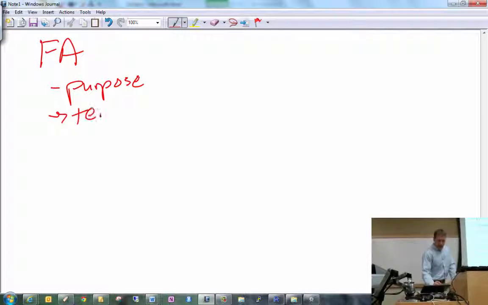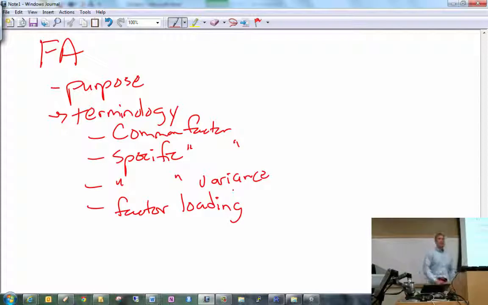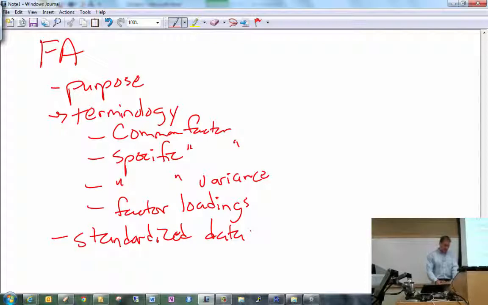Now, there's a lot of terminology associated with factor analysis. Make sure you understand what a common factor is. A specific factor. A specific variance. What are factor loadings? What is a uniqueness? I could keep on going. There's a lot of terminology associated with this section. I guess also with principal component analysis, why do we typically use standardized data? Make sure you understand that.